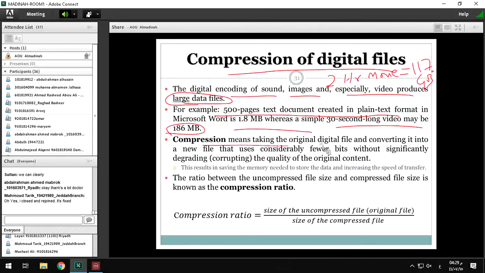So compression means we use compression techniques to compress the file, which means taking the original file and converting it into a new file which is considerably smaller. The ratio between the uncompressed file and the compressed file is called the compression ratio. We calculate it as the size of the uncompressed file, that is the original file, divided by the size of the compressed file.